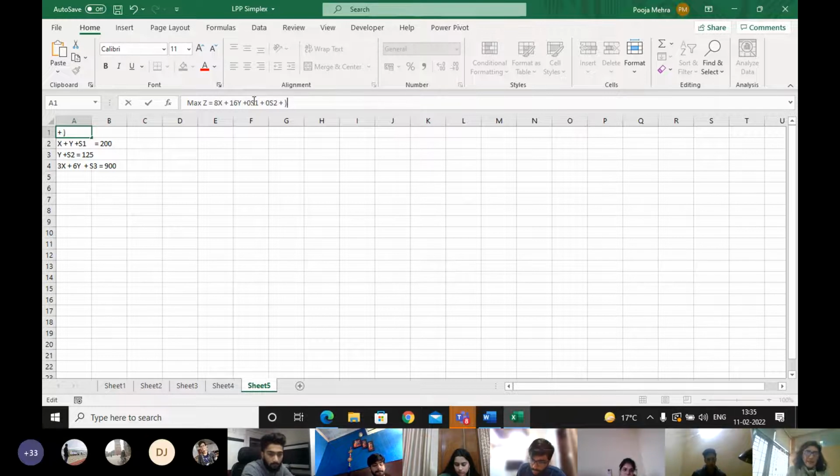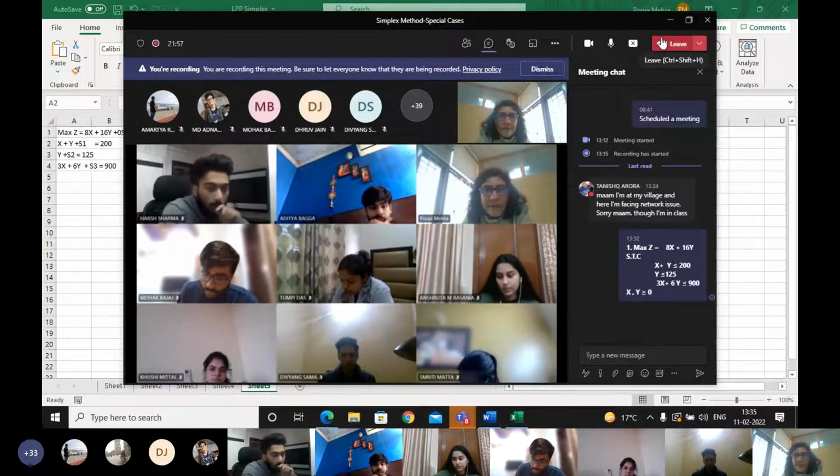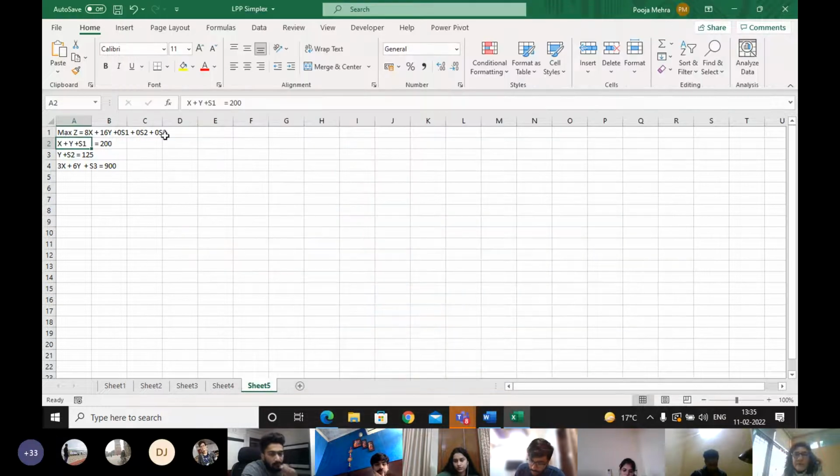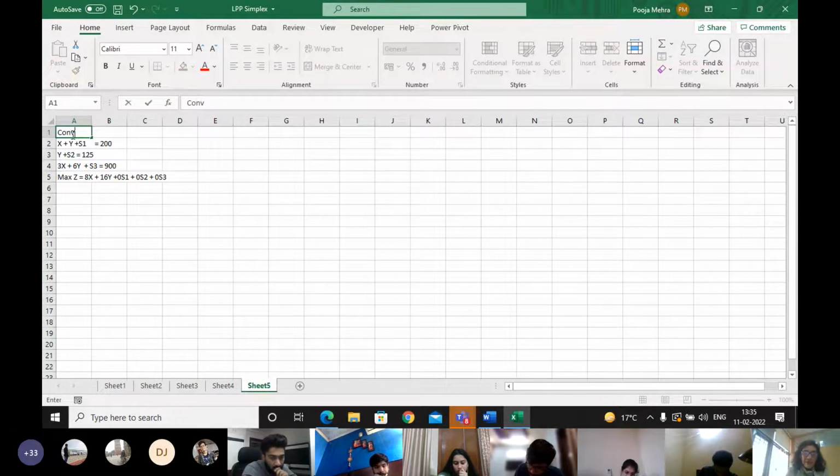Let me readjust the objective function as well. The coefficients of the slack variables in the objective function are 0. So we have added the slack variables in the constraints, and now we have adjusted our objective function based on that. So this is the first step: convert inequalities into equalities and find the initial basic feasible solution.